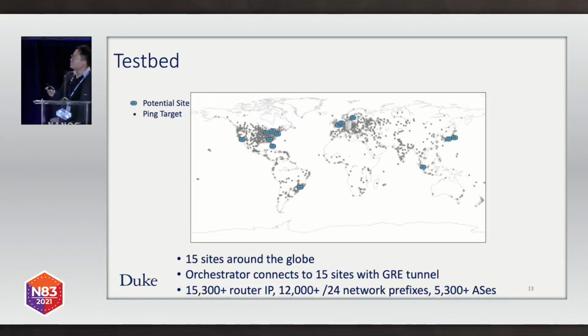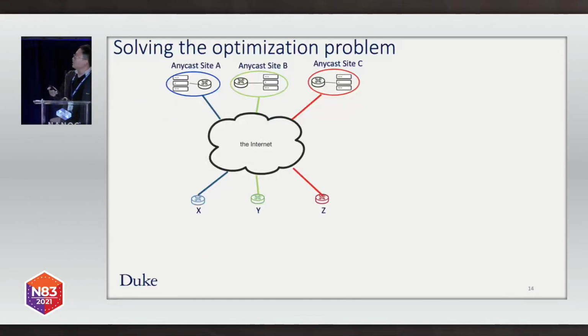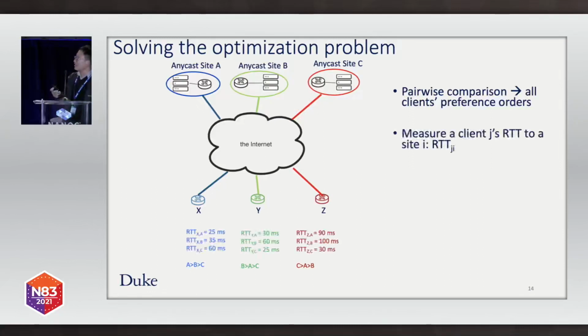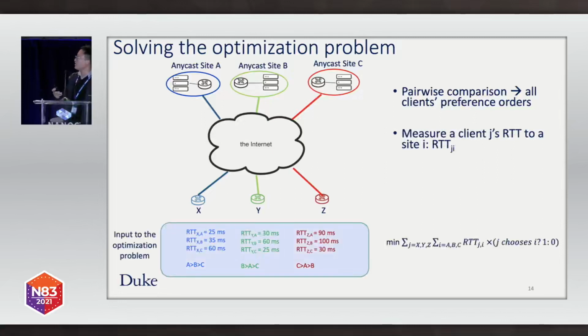Besides that, we also selected more than 15,300 different router IPs. All those router IPs cover more than 12,000 different /24 network prefixes, and all those IPs cover more than 5,300 different ASes. So with this large-scale infrastructure, we can get the linear order for all 15 Anycast sites for each client, and also the round trip time. Those two parts of information will serve as the inputs for the following optimization problem.